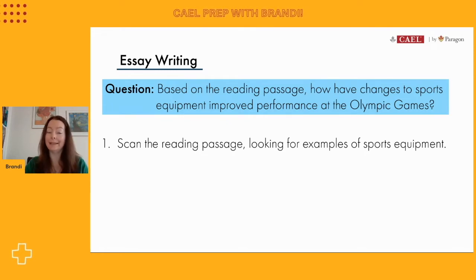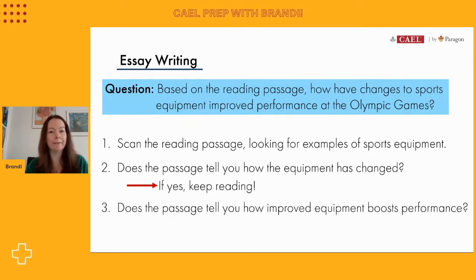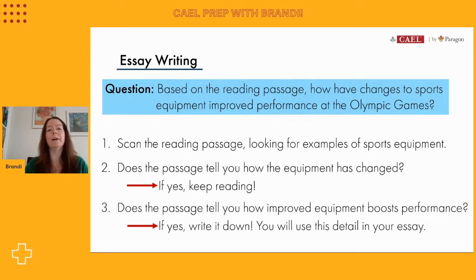So once we notice an example of sporting equipment, we're then going to keep reading to see how that equipment has been improved or changed. If the passage gives us that information, well, then we need to keep reading because this detail is probably one we're going to use in the essay itself. Ultimately, we have to discover from that reading passage how those improvements to the equipment also boost the athletic performance. So if we can find that detail, we're going to write it down on a piece of paper during the test because it's one specific example that we'll be able to use in the middle part of our essay itself.